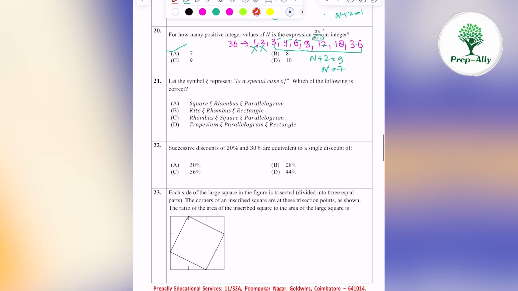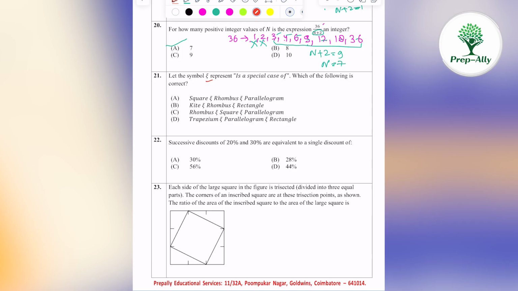Now the next question, number 21. If this xi represents, this is a special case. This symbol, this name basically we read as xi. It represents that it is a special case, then which of the following is true? So can I say a square is a special case of the rhombus? So it is true, because in a square all sides are equal and angles are 90 degrees. In a rhombus all sides are equal but angles need not be 90 degrees. It may be equal to 90, may not be equal to 90. So we can say a square is a special case of the rhombus.